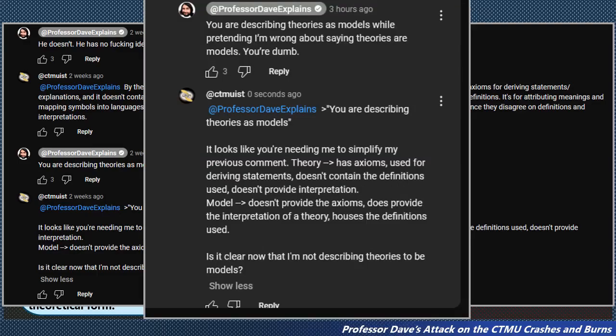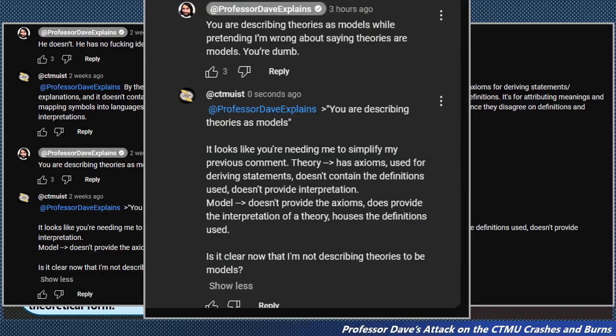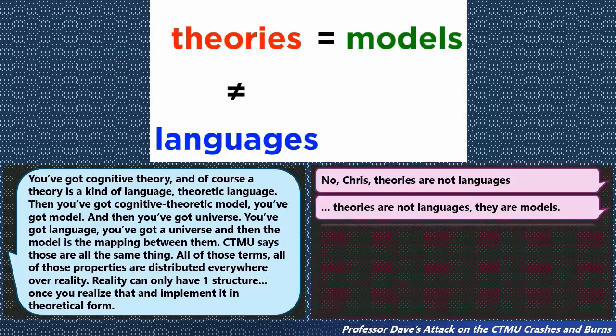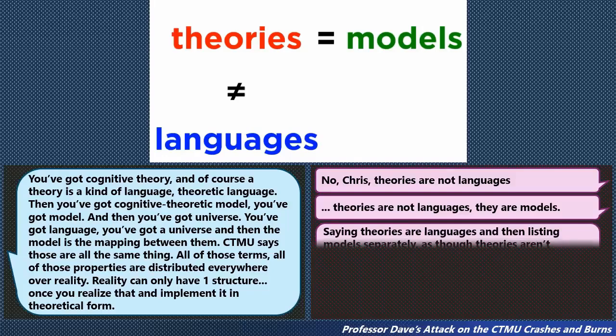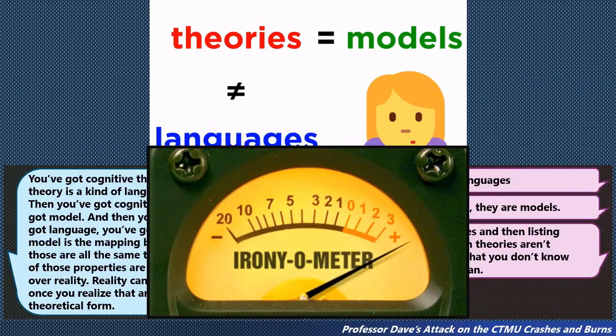The professor then responded like this. He said, "I'm describing them as the same thing." Bewildered, I then had to reply by making my previous point clearer. And you can read that if you want to, but all I'm doing is repeating myself. Saying theories are languages and then listing models separately as though theories aren't models only demonstrates that you don't know what any of those words mean.